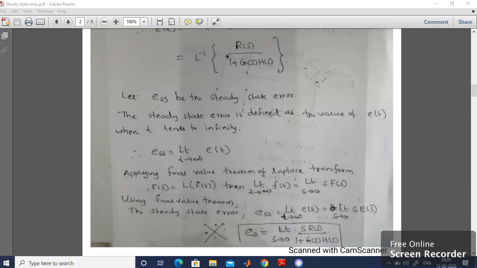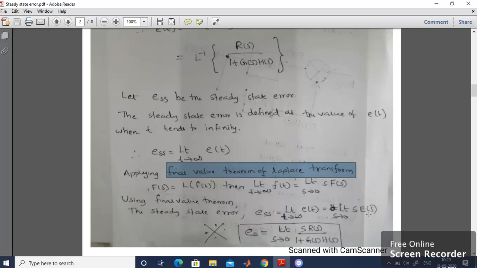Let's modify the equation. Let us see how we can modify. You can apply the final value theorem of Laplace transform. According to the final value theorem, F(s) is given by L of f(t). Then we can write limit t tends to infinity f(t) is given by limit s tends to 0 s into F(s). Therefore, you can directly substitute into the equation. That means ess is given by limit t tends to infinity e(t), or limit s tends to 0 s into E(s).